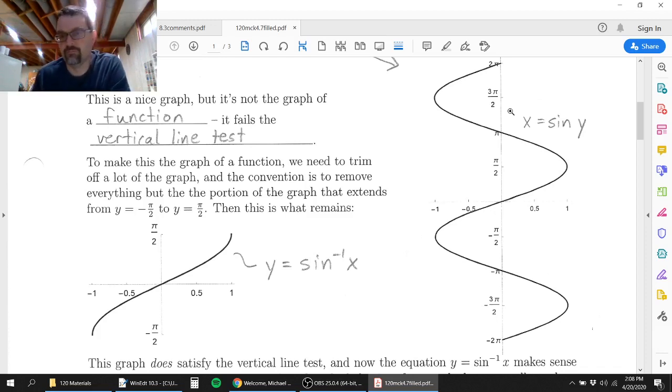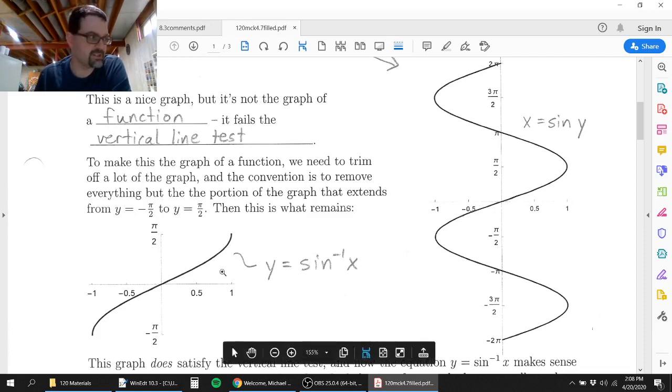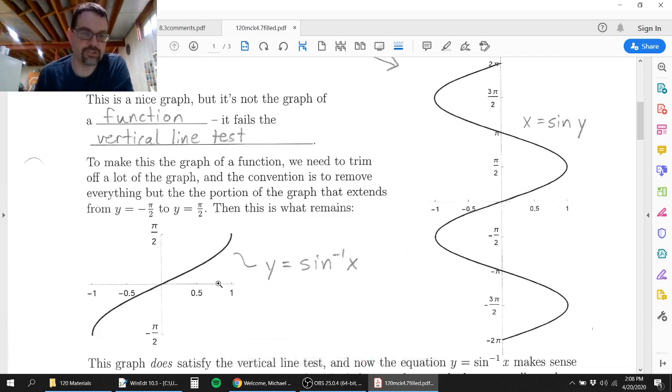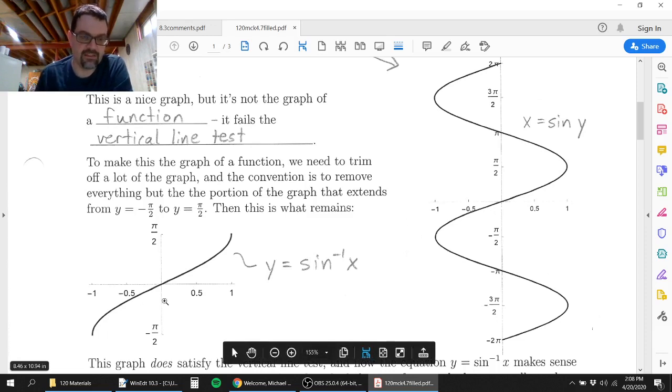So to make this the graph of a function, what we do is erase a whole lot of it. And in fact, we get rid of everything but what's pictured down here. All right, this is the graph of the inverse sine function instead. And this portion of the graph corresponds with what we talked about before with the inverse sine function.